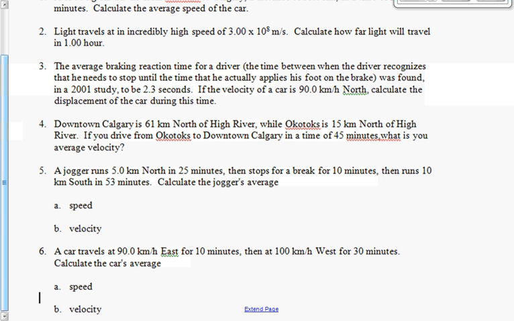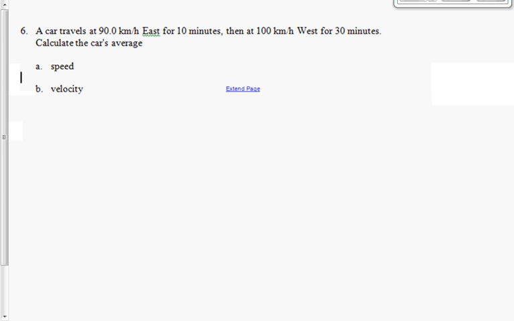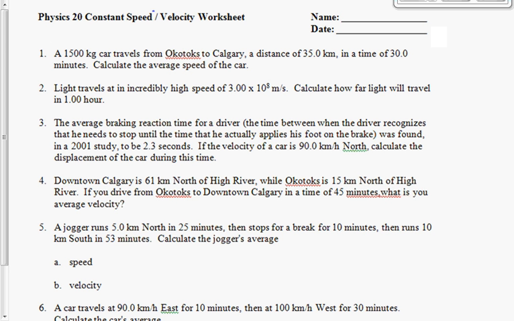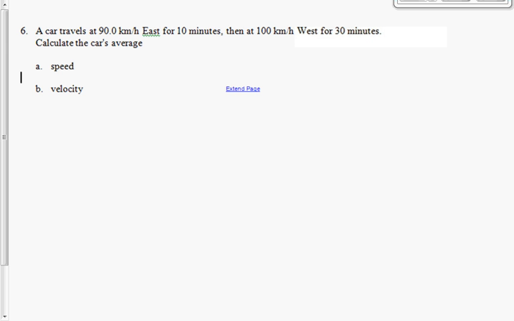Number 6 says a car travels 90 kilometers per hour east for 10 minutes, then west at 100 for 30 minutes. Calculate the car's average speed and velocity. This was a lot like question number 5. Question number 5 said you go this far in this amount of time and then this far in this amount of time. What's the average speed and velocity? This one almost seems a little bit easier.